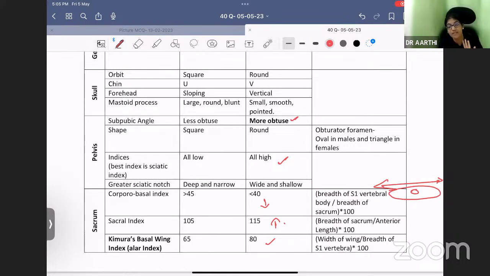Now, after that comes Kimura's basal wing. So when you say basal wing, the wing becomes the numerator at the top. If you take wing divided by the breadth of the first vertebra, it is going to be 80. Then you take the whole breadth of the sacrum, not the wing or the vertebra, and divide it by the length of the sacrum. You are going to find it close to the 120 region. Okay, so that's 115. I remember it like that.